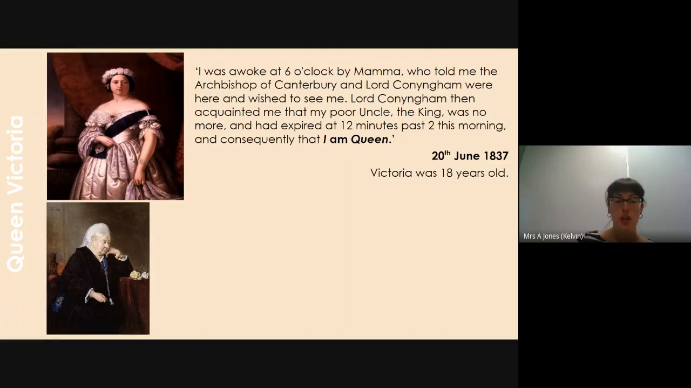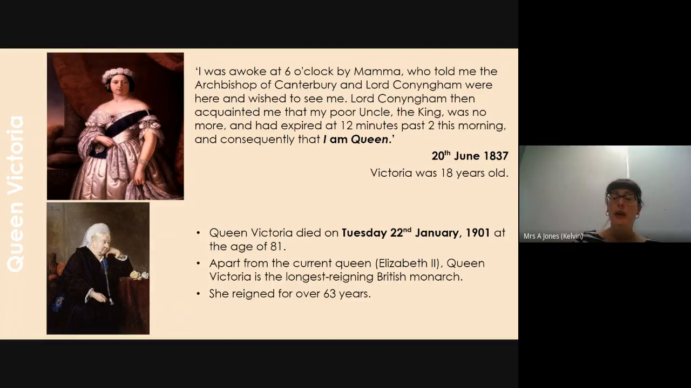And then the bottom picture is obviously a portrait of Queen Victoria in her later life. And Queen Victoria died on Tuesday, the 22nd of January, 1901, at the age of 81. And apart from our current Queen, Queen Elizabeth II, Queen Victoria is the longest reigning British monarch. So she reigned for over 63 years. So a huge chunk of her life was spent being queen.